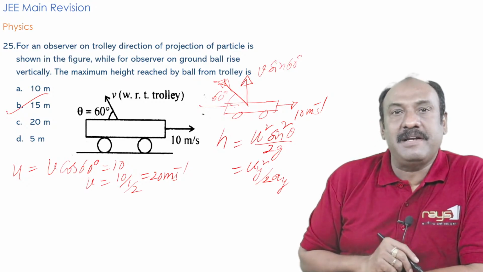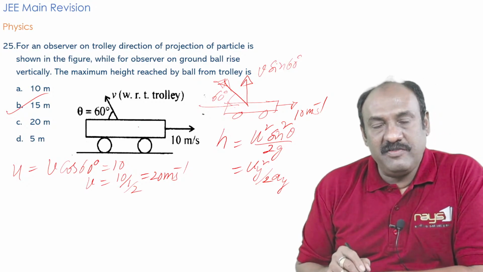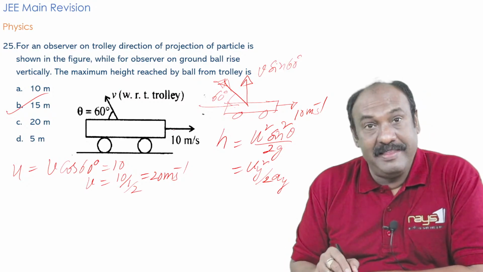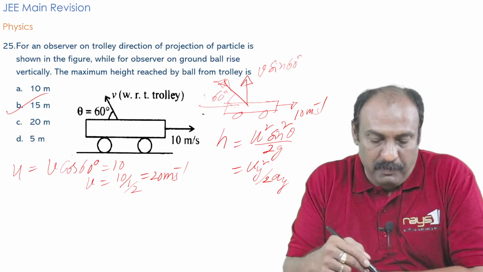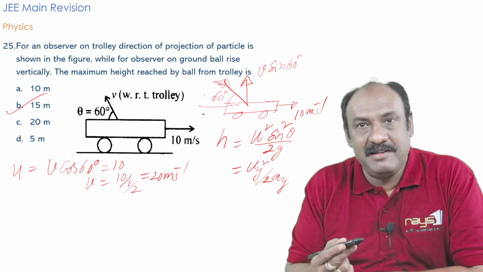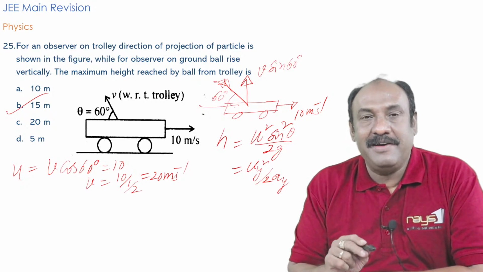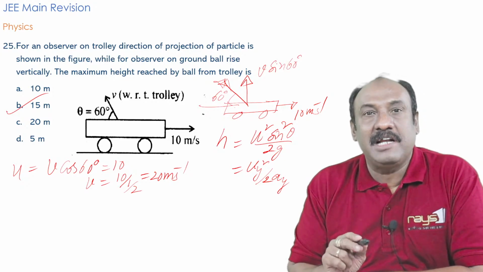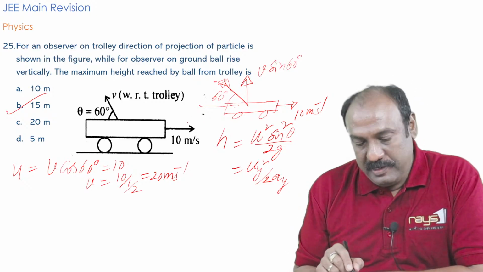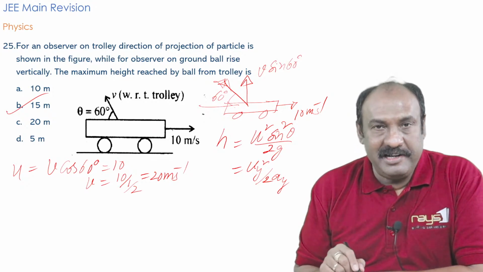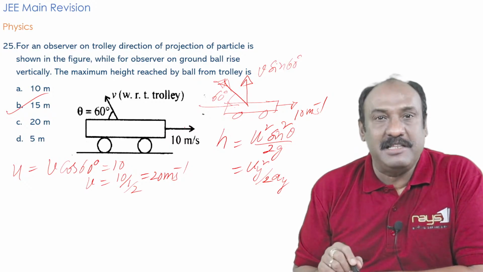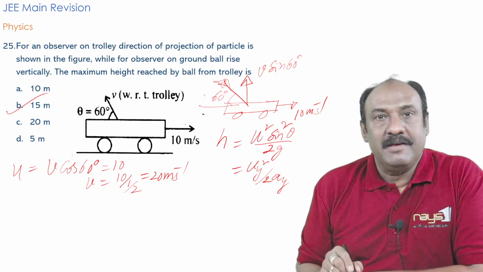The answer is B for question number 25. If this vehicle had vertical motion instead of horizontal, then the maximum height reached by the projected body or ball would vary. The maximum height reached by a body projected at an angle theta with the horizontal depends on the vertical component of its velocity of projection. But here the trolley has only horizontal motion, so there is no vertical velocity of the trolley. For that reason, the maximum height reached by the ball was not affected by this horizontal motion of the trolley.